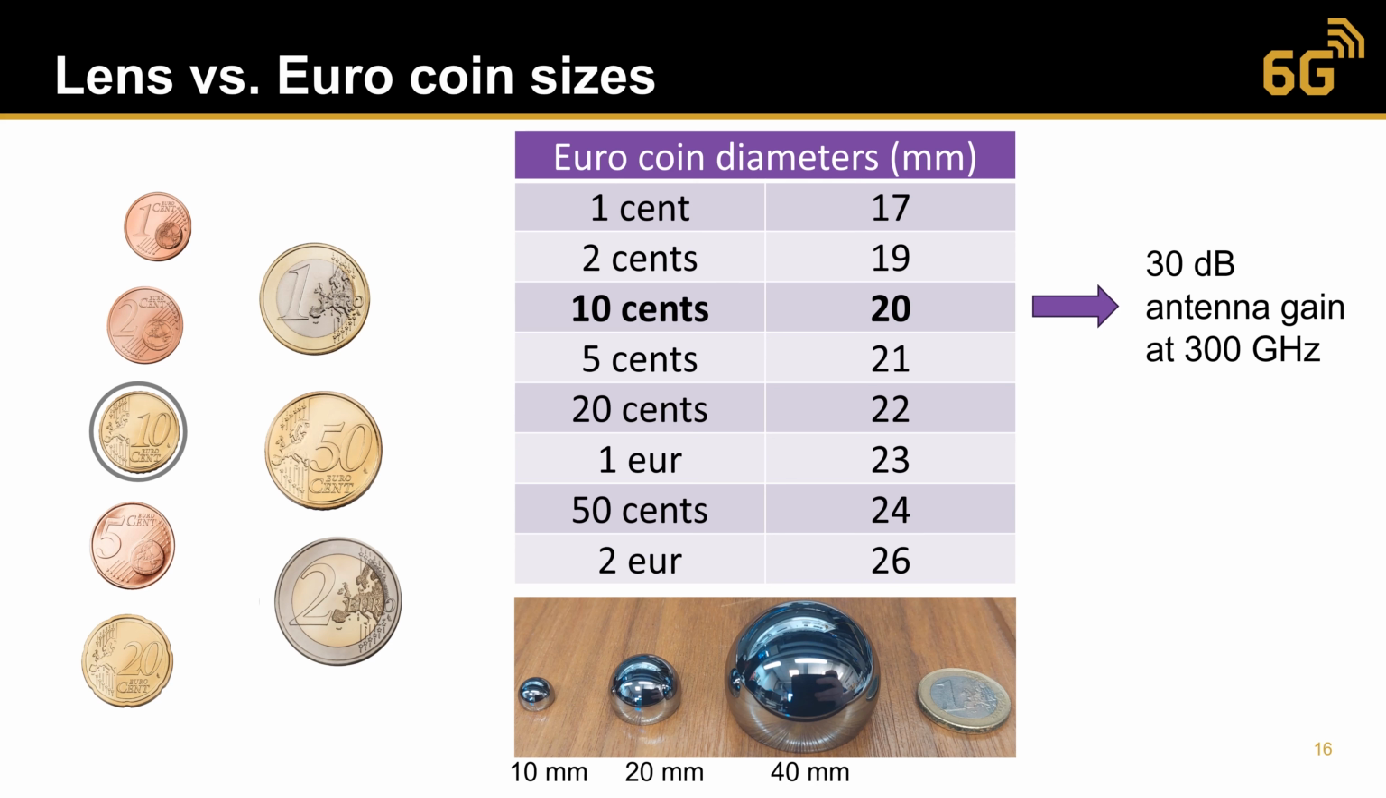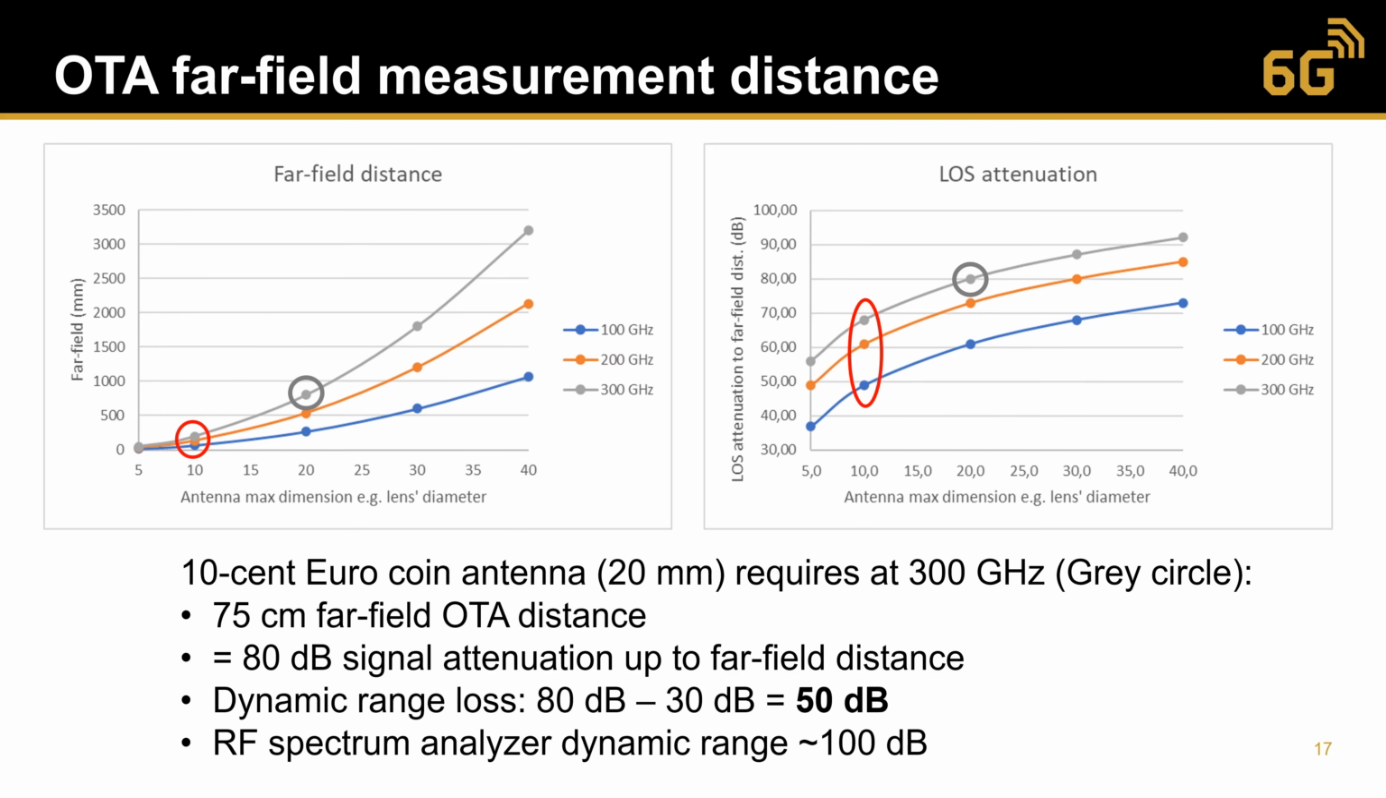The 10 or 20 mm antennas could be integrated into future 6G mobile terminals, but the 40 mm lenses are mainly for base station applications. The antenna size and antenna gain are interrelated parameters, and this is illustrated with the following calculation.